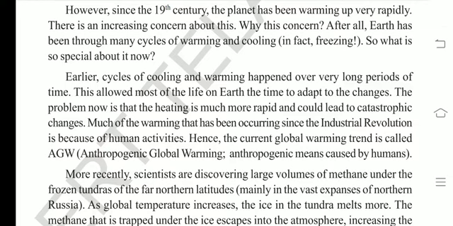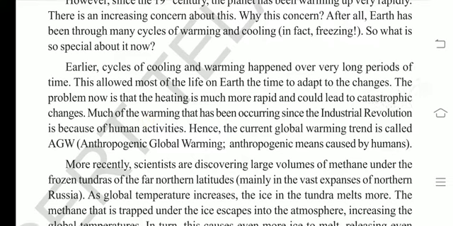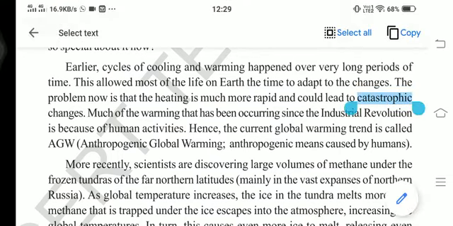We are not able to bear it. Along with us, many life forms on the earth are also not able to adjust to the fast changes taking place more rapidly on the earth. And these rapid changes lead to catastrophic changes. What is meant by catastrophic changes? Here I'm underlining catastrophic changes. It means the end results. Nothing is left on the earth.